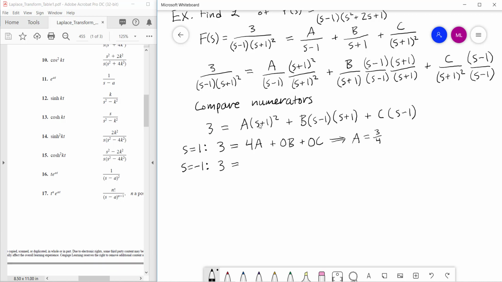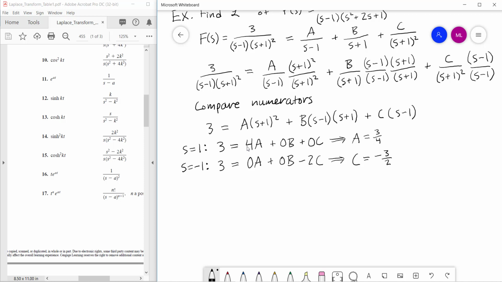If I plug it in here, negative 1 plus 1 is going to be 0, so I'm going to have 0a. If I plug in negative 1 to this term, it's going to kill off this whole piece, making it 0, so we're going to have plus 0b. And then the last term, when I plug in negative 1, we're going to get minus 2c. And so what this tells me is basically that negative 2c is equal to 3. So we divide both sides by negative 2, and we'd get that c equals negative 3/2.